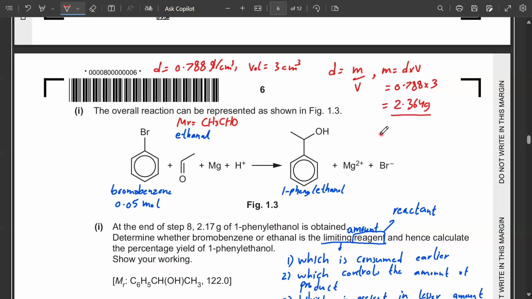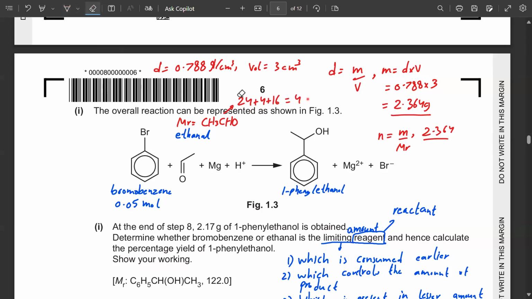Now, the next formula which we can use is mass over Mr. Mass is given, 2.364, and Mr can be calculated from here. It is 24 for the carbon plus 4 for the hydrogen plus 16 for the oxygen. So 46? No, 44. It's 44. So put 44 over here.